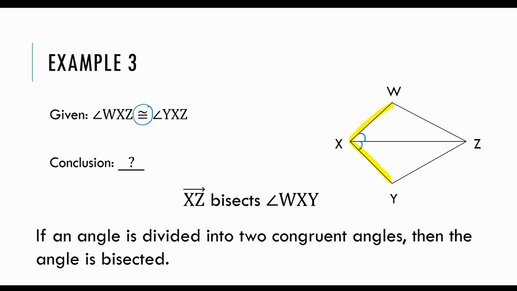So our if-then sentence could state: if an angle is divided into 2 congruent angles, because that's essentially what we were given, we had 2 congruent angles at the same vertex, so it was an angle divided into 2 congruent angles, then the angle is bisected. The then part is what we are concluding. Because we used the word bisect in my conclusion, that's why I had to use the word bisect after the word then. So the if is what was given, the then is what is concluded.